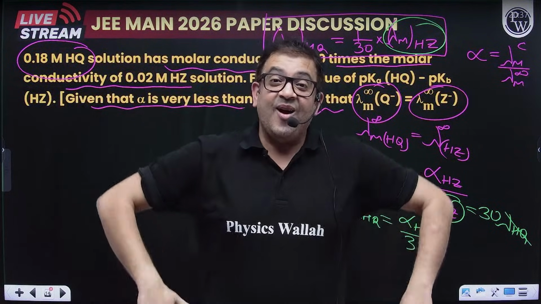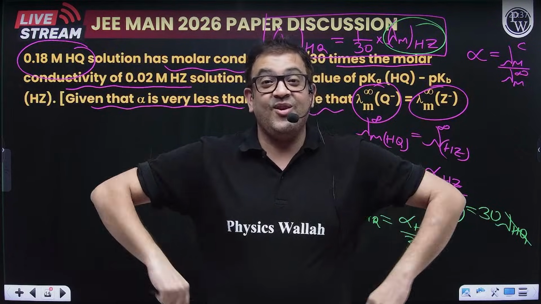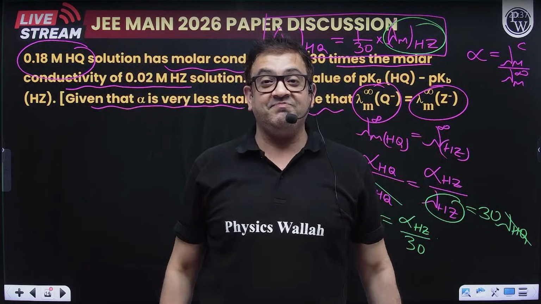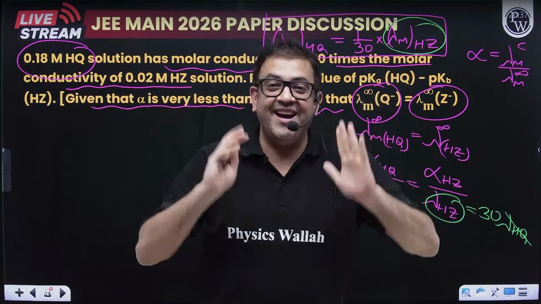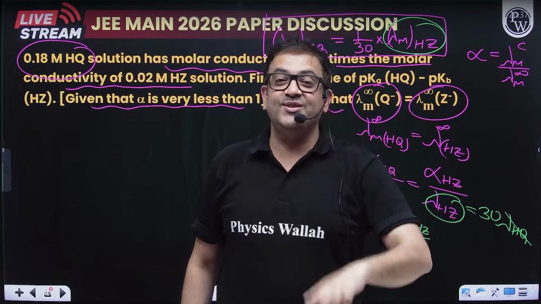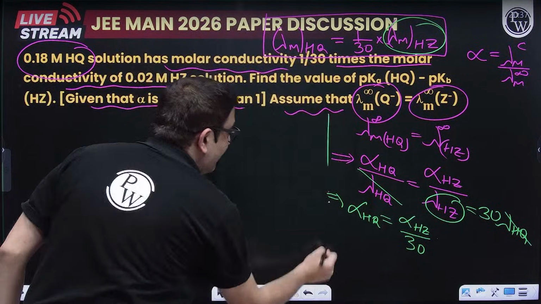Now, sir, how do you relate alpha with the dissociation constant? Now ionic equilibrium is coming, so this is a good question. From ionic equilibrium, we know the dissociation of a weak electrolyte is related how?